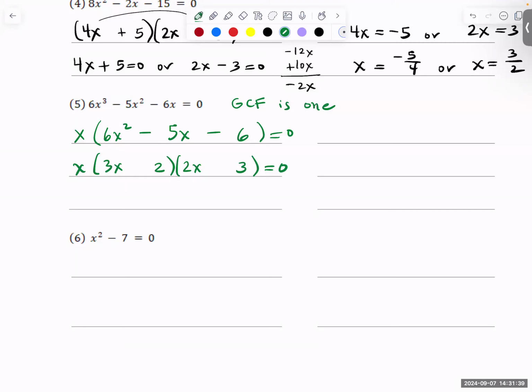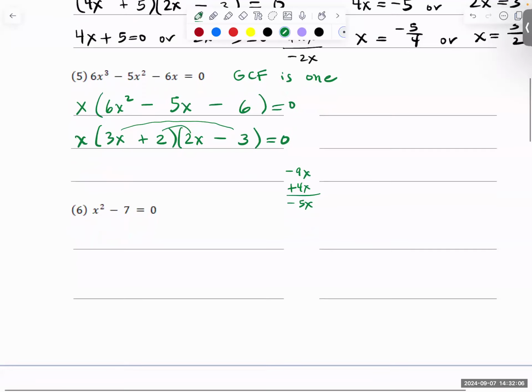So the outer product of the two binomials is 9x. The inner product is 4x. And the middle term on the line above is -5x. Therefore, we need a -9 and a +4. So minus on the right for minus 9x and plus 2 to make plus 4x, and we get a minus 6. So now we have three variable factors.